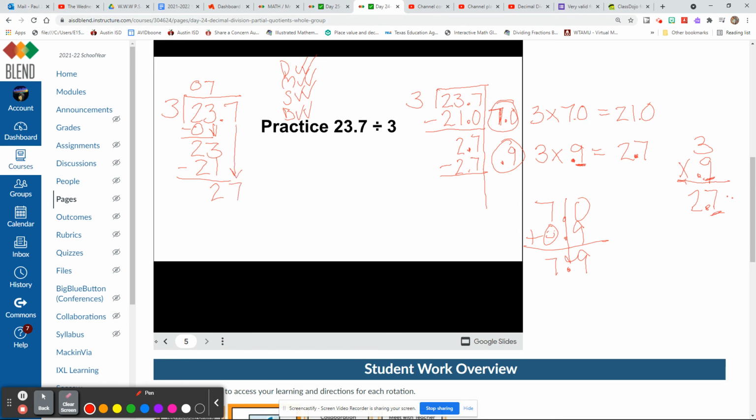3 goes into 27 9 times, because 3 times 9 is 27. Then we're going to subtract 27 from 27 to get 0. And we're going to bring up our decimal point. And there's our answer. Once again, 7 and 9 tenths. So both of those methods will get you the same answer. Just use the one you're most comfortable with, whether it's partial quotients or long division.